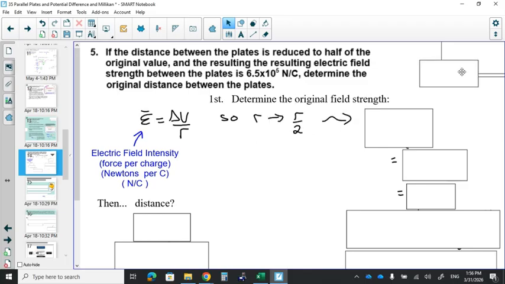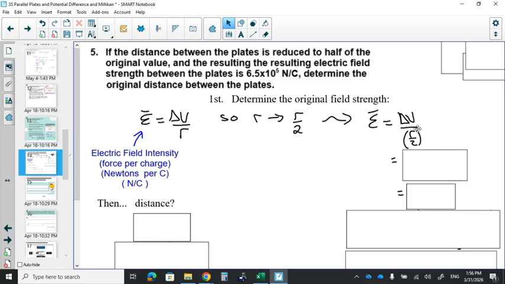So we are going to figure out the original field strength first. So we're at 1/2 of d. It's reduced to half the original value, so we can think of it as this. This is the half the original value.